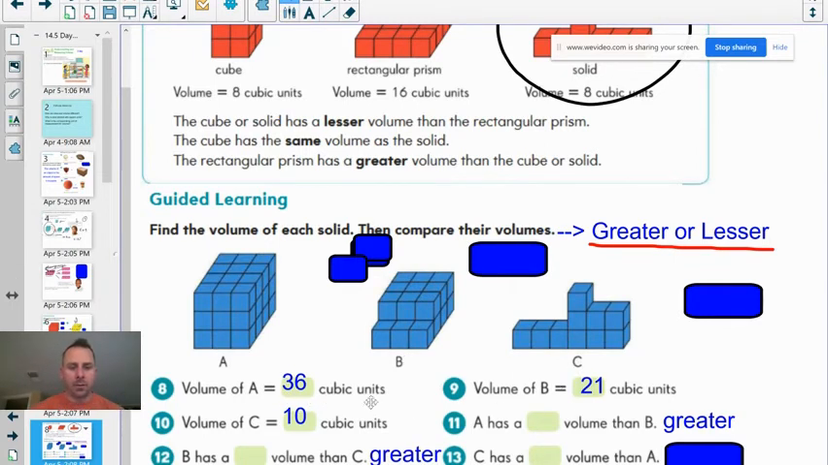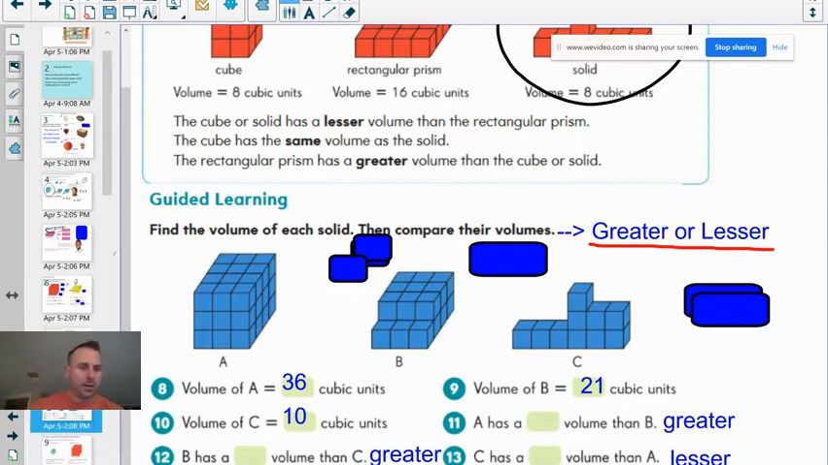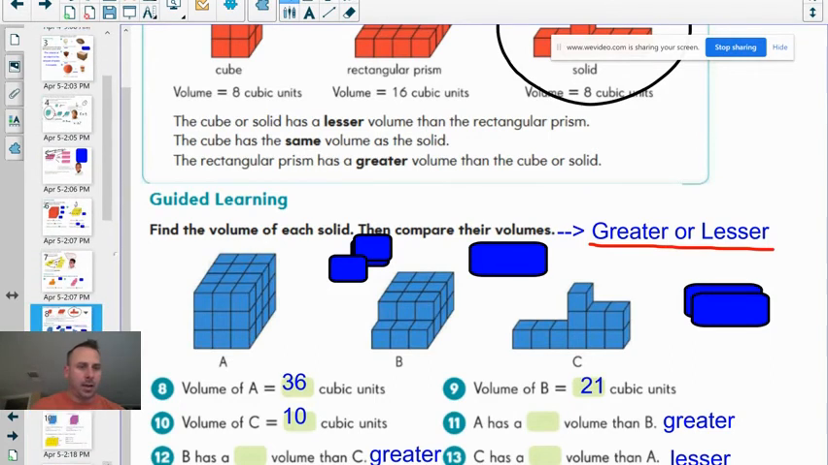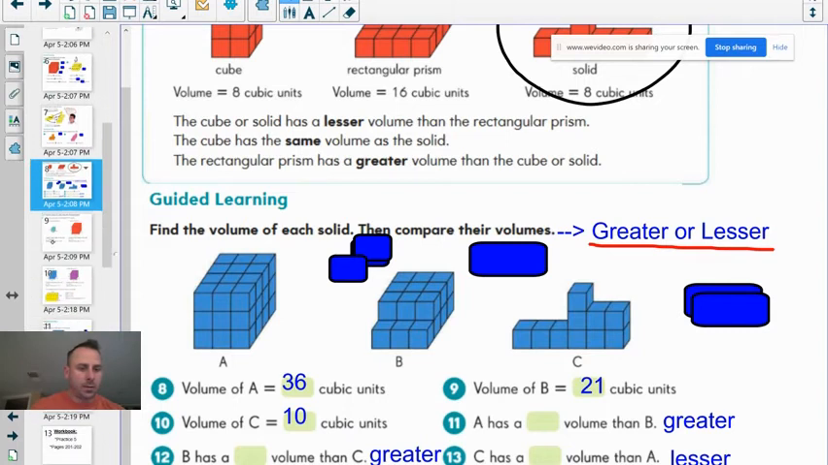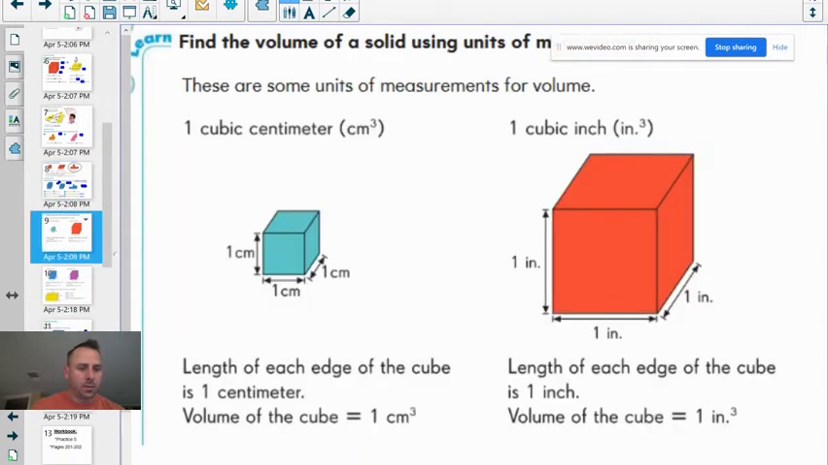All right, 12, B has a blank volume than C. B has a greater volume than C. You just look at your data and you can see B is 21, C is 10, and C has a blank volume than A. Should be lesser, right? Okay, great. I think I'm about at the point of the lesson, almost here, where I'm going to have you do some questions on your own.